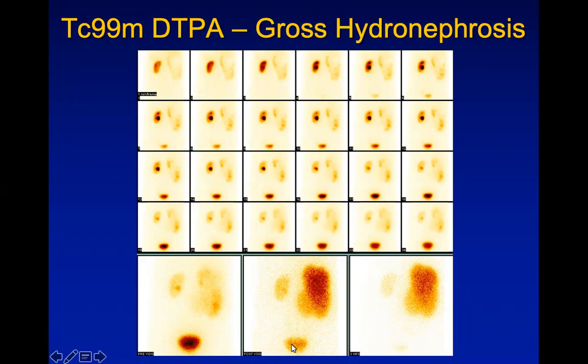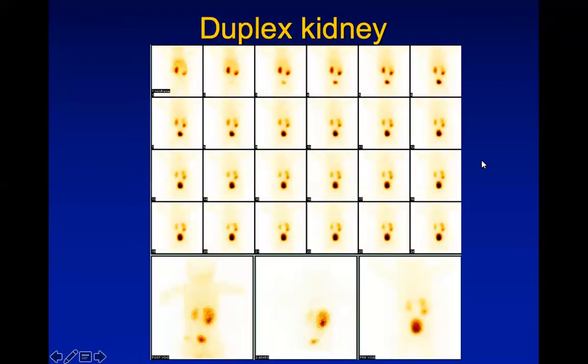The moment the bladder empties out, now you get the real picture. This is the amount of tracer that is actually accumulated in this kidney, and it remains the same up to 3 hours. So grossly hydronephrotic kidney with a high-grade PUJ obstruction and quite a severely impaired cortical function. A little different from the obstructive pattern.